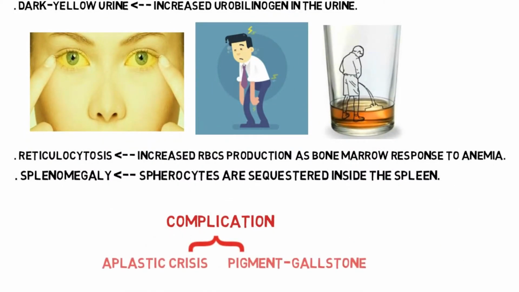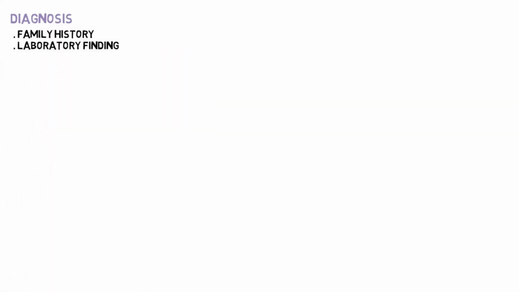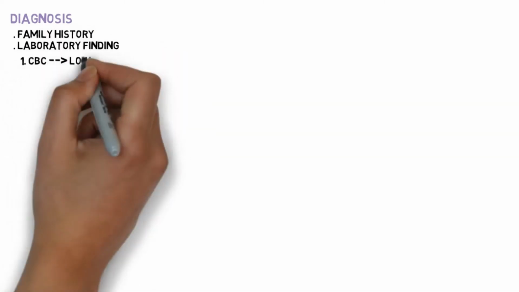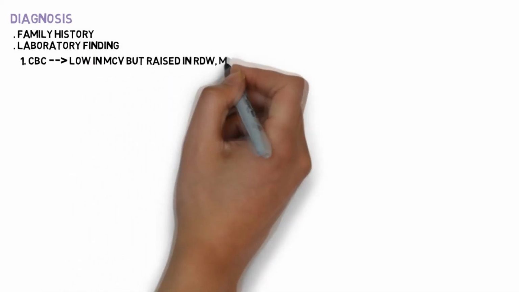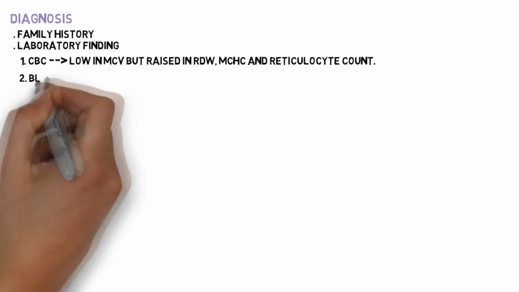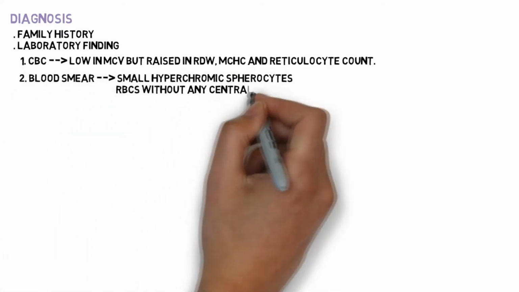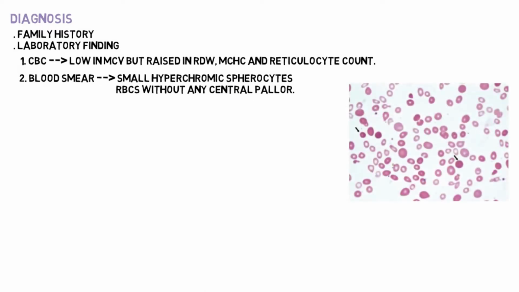Complications of HS include aplastic crisis and pigment gallstones. Diagnosis usually depends on family history and laboratory findings, which include a complete blood count showing low MCV but raised RDW, MCHC, and reticulocyte count. Blood smear shows small hyperchromic spherocyte RBCs without any central pallor.